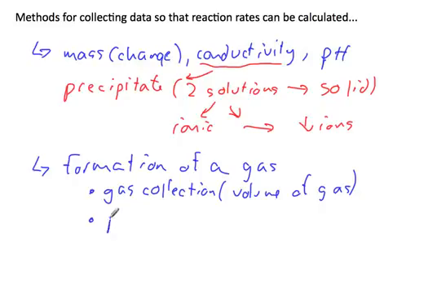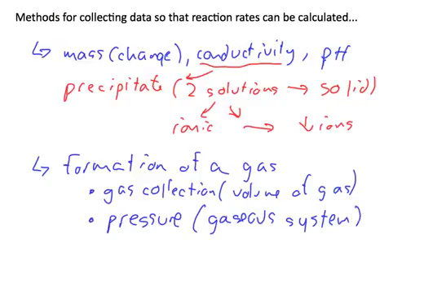And the other thing you can do is, if you have a pressure sensor, you can measure pressure. And again, that's quite useful in a gaseous system, where you have gases reacting, because based on stoichiometry, you can have more or less gas being produced over time, and that's going to be reflected as a pressure change. So that's another way to be able to measure a rate of reaction.